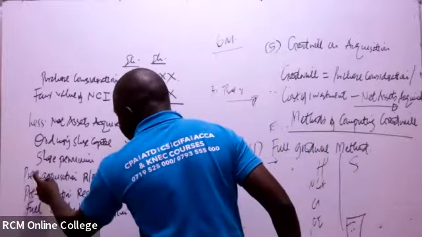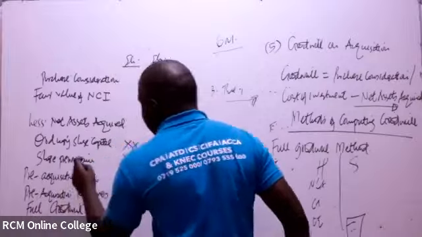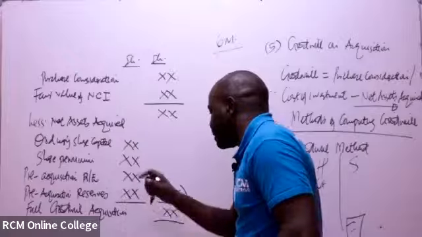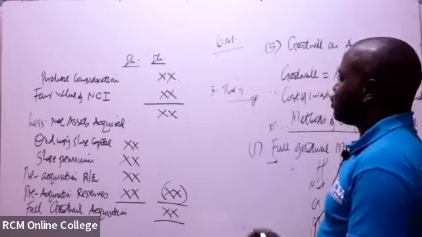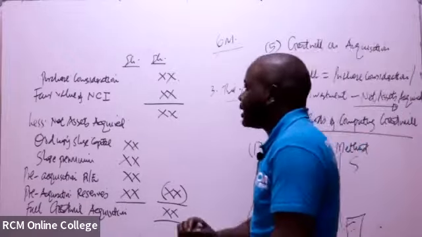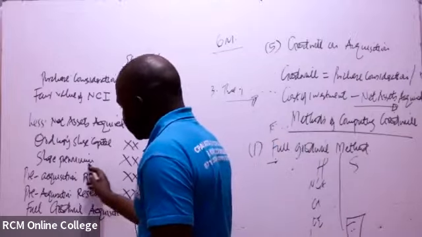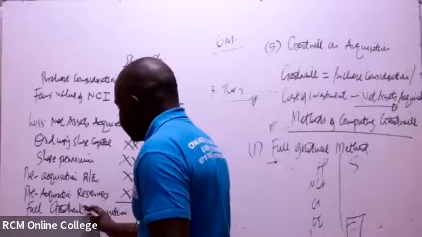These figures, you pick the ones before acquisition. They'll normally be given in the additional information. You pick them in this case and bring them here. You add them, so that you can get the value of the net assets acquired. Remember, these are still part of the net assets, part of the equity.